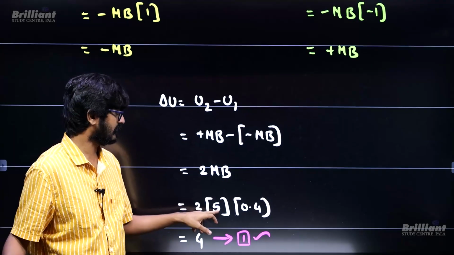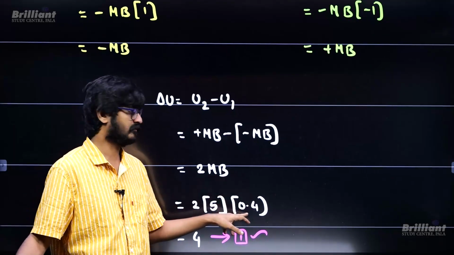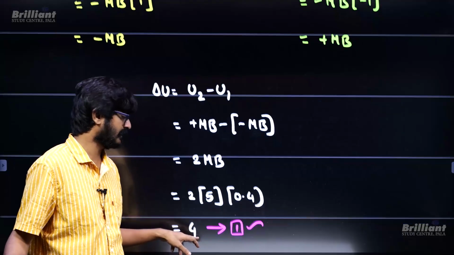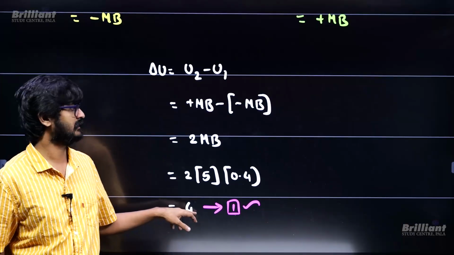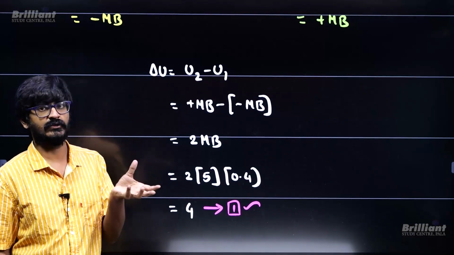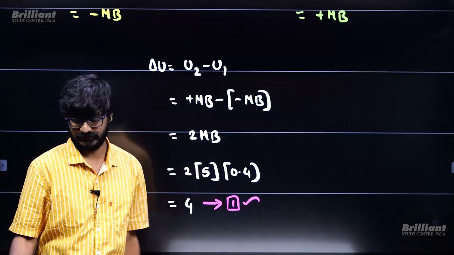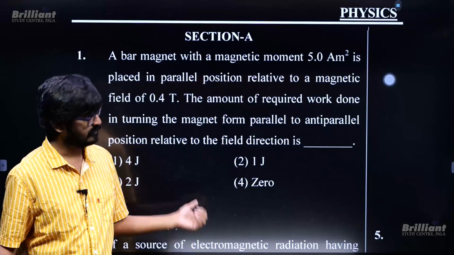M is given in the question as 5 SI units, B is given in the question as 0.4 SI units. So when you substitute, you will be getting the answer as 4 SI units. So whatever work we are doing, that is going as change in potential energy, right? So the answer will be option 1.